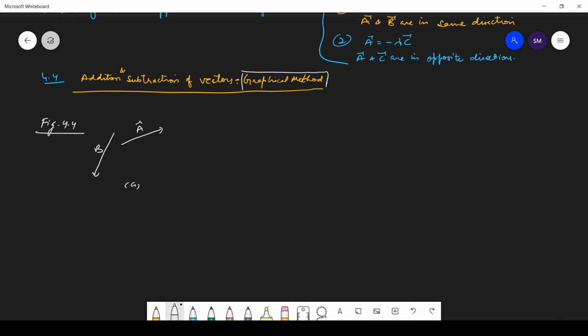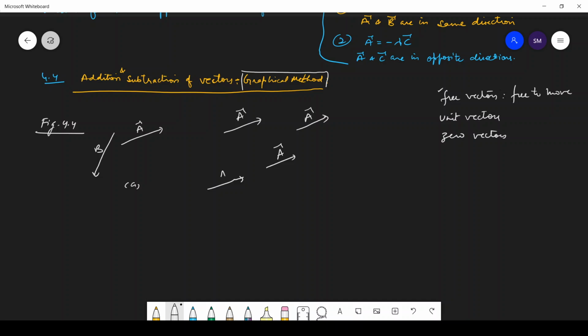So this is figure A. Now these are free vectors. Free means they are free to move. Look, free vectors, unit vectors, zero vector. They are all vectors, and these are the adjectives. What is the meaning of free? Free to move. You can take them anywhere. Keep the direction and magnitude the same. So you can take this here, and this here, but the magnitude and the direction should remain the same. So they are all vector A. They are free to move.